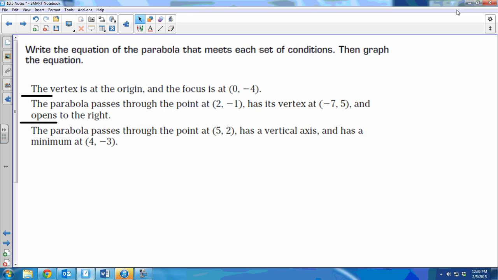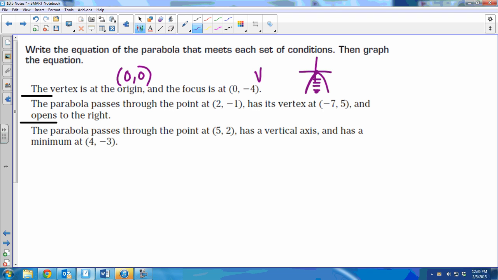The first one says the vertex is at the origin, so that means h, k is 0, 0. And the focus is at 0, -4. That tells us actually 2 things. First of all, we need to know if it's vertical or horizontal. Remember, the focus has to be inside the parabola, right? So if I graph 0, 0, and then 0, -4, then it would open downwards, right? And it's vertical, because the focus has to be inside the parabola.